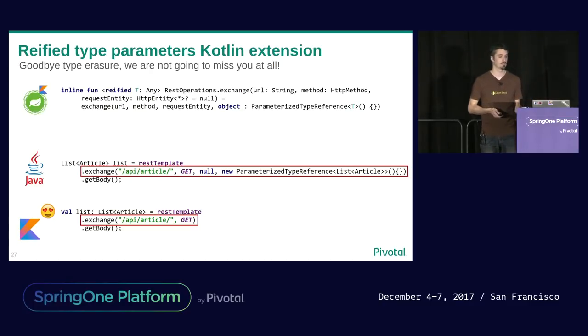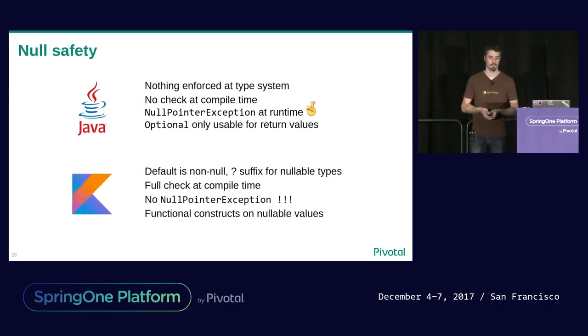So in practice, the code in Kotlin is much shorter. Here I am also taking advantage of the optional parameter with the default null value. And yeah, the code is just shorter, and you don't have to repeat any information that the type system has already.